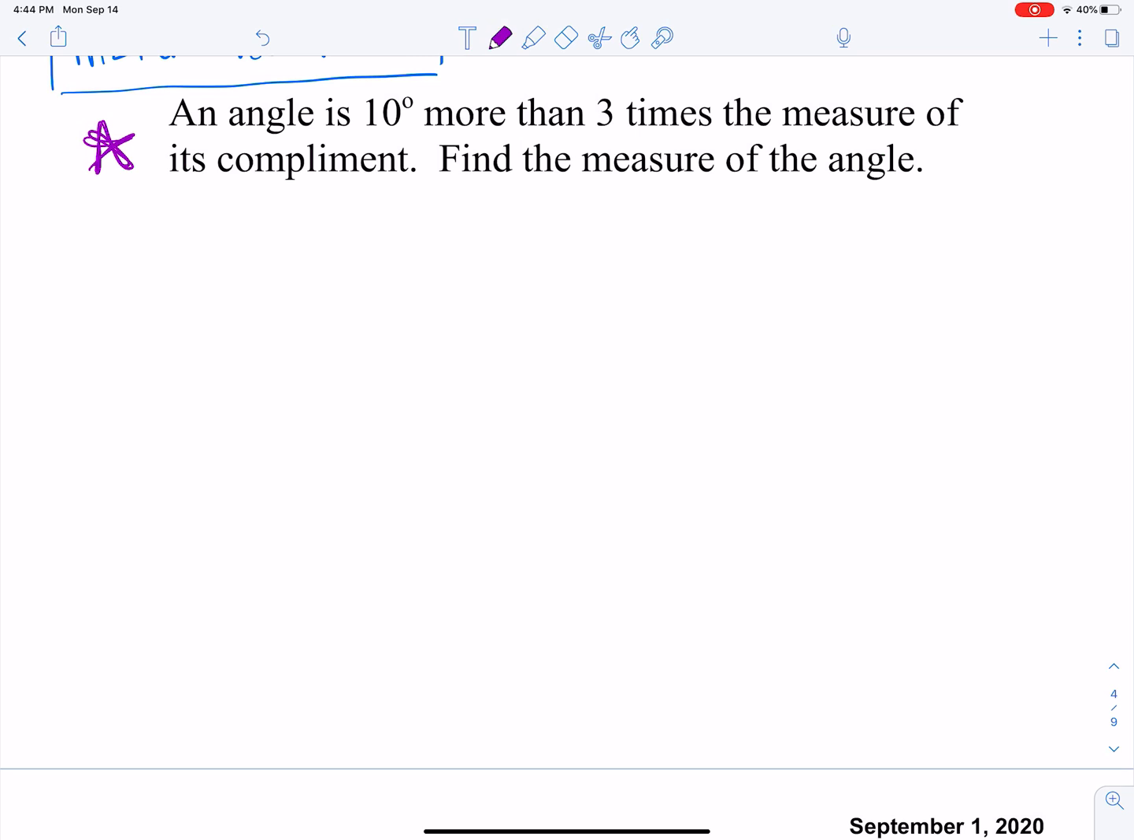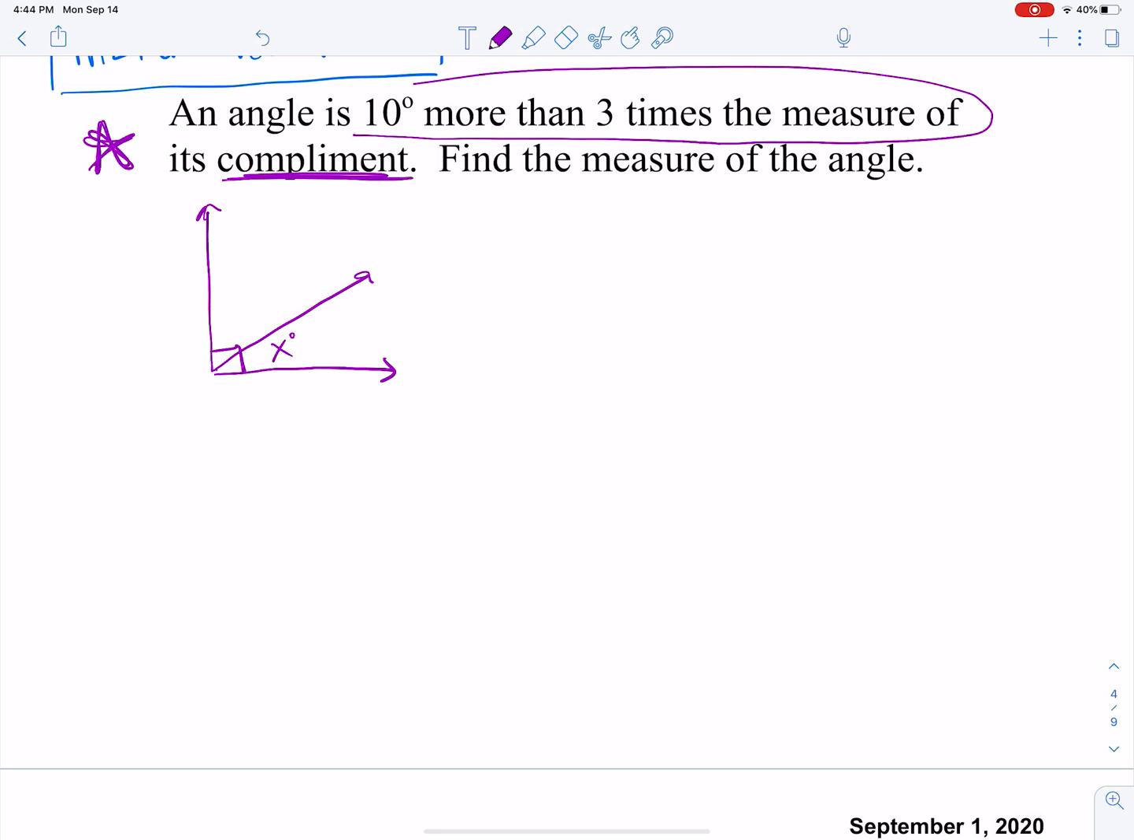So I love to draw a picture when one is not given to me. And since it says complement, I am going to draw a picture of two angles that add up to 90. I'm going to put that right angle box in there because I know they do add up to 90. And I don't know what one angle has as its measure, so I'm going to label it as x. And I don't know what the other angle is, but I do know its relationship to my other angle. It's 10 more than 3 times the measure of this angle, x.